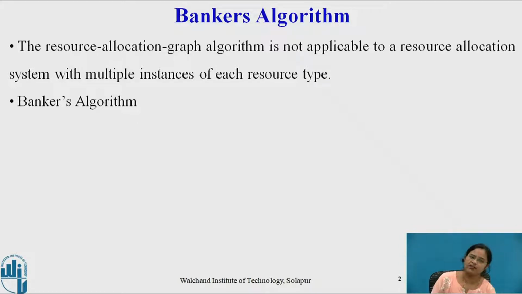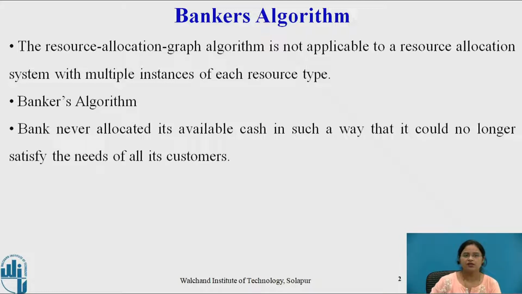Now the name of the bankers algorithm is given by taking the concept from the bank. That concept is: bank never allocates its available cash in such a way that it could no longer satisfy the need of all its customers. Bank has to satisfy all its customers' needs, so it cannot allocate the whole cash to the customers. If it allocates the whole cash, and a new customer enters and asks for an amount, then that customer must be satisfied by the bank.